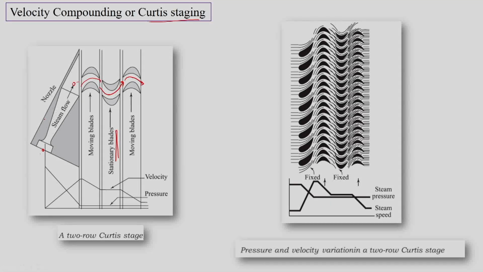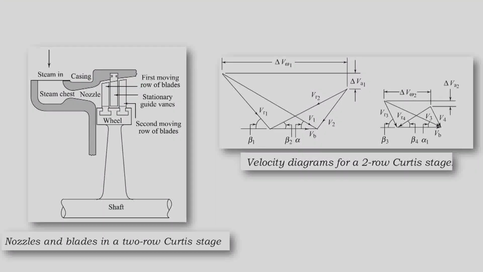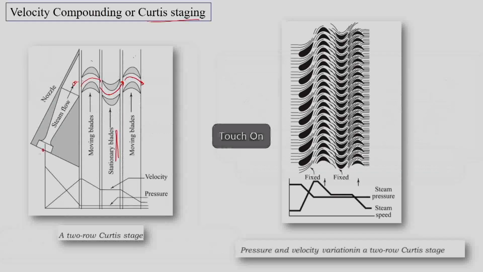So, here we will have velocity compounding, with the complete enthalpy drop in the one nozzle, and partial kinetic energy change will take place in the multiple rotors. So, such a turbine is called Curtis staging.